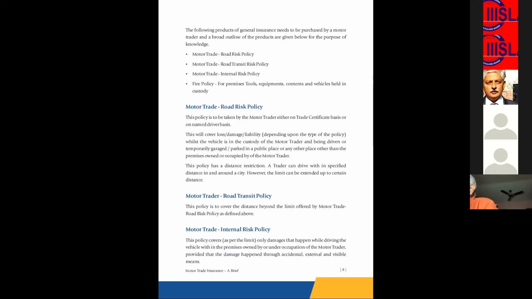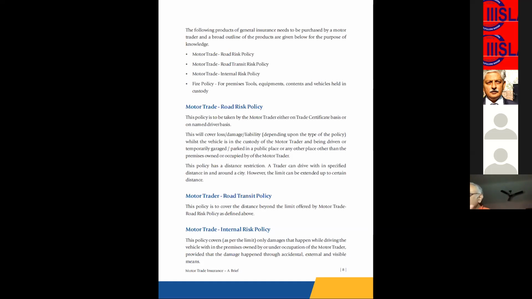Because once the vehicle comes inside, the road risk policy will not operate. Only the internal risk policy will operate. So you can say up to the gate, it is internal risk policy. After the gate, it is road risk policy. After the gate, within a certain number of kilometers, for understanding, let us say 80 kilometers or 120 kilometers, road risk policy. If it is beyond that, road transit risk policy.